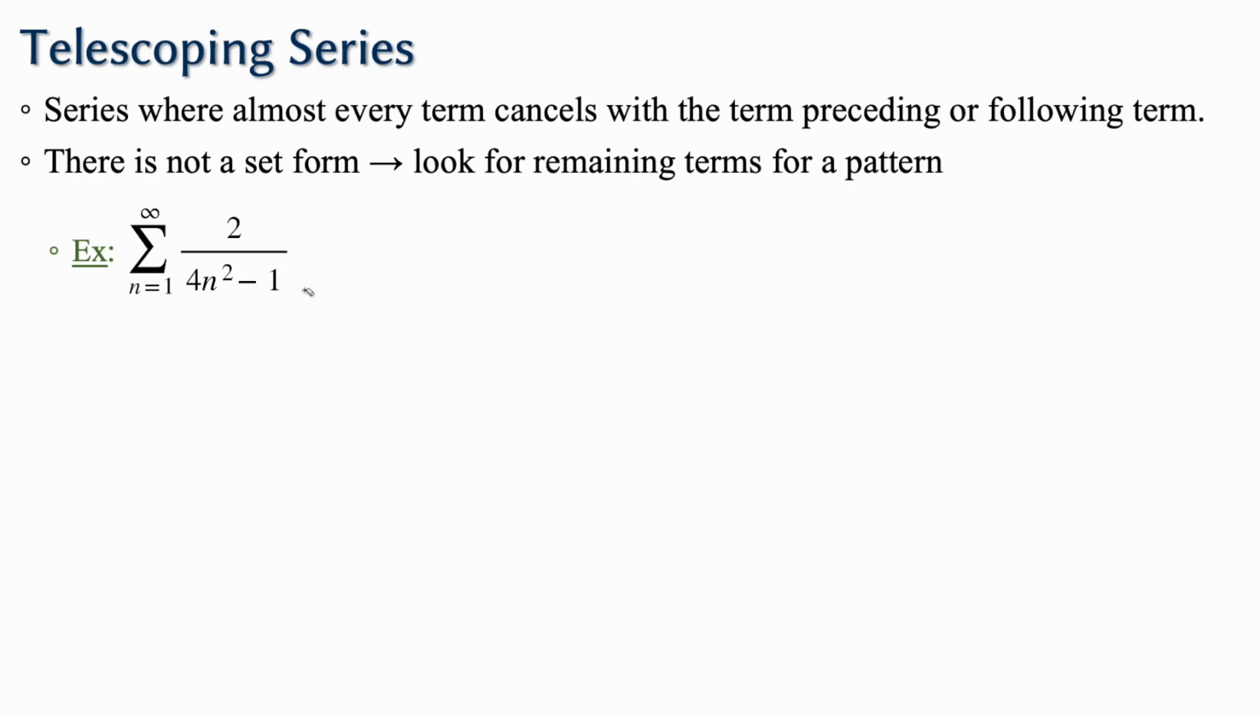So looking at our first example, we do have a fraction, and again, this is one that we can use partial fraction decomposition to take care of. The first thing I want to point out is if I take the 2 over 4n squared minus 1, and I do partial fraction decomposition, I can get 1 over 2n minus 1 minus 1 over 2n plus 1.